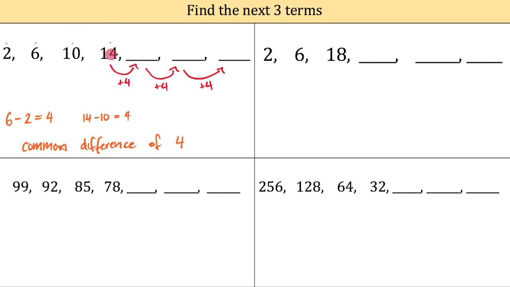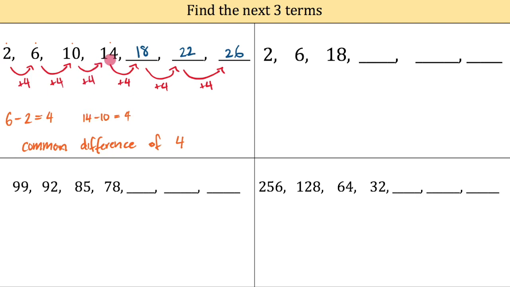So that means I'm going to get 14 plus 4 is 18, 18 plus 4 is 22, 22 plus 4 is 26. And just like that, I was able to answer my question. Now, if you don't want to do all this subtraction business, if you just immediately recognize that you're plussing 4 every time, go right ahead and just put in your answers.